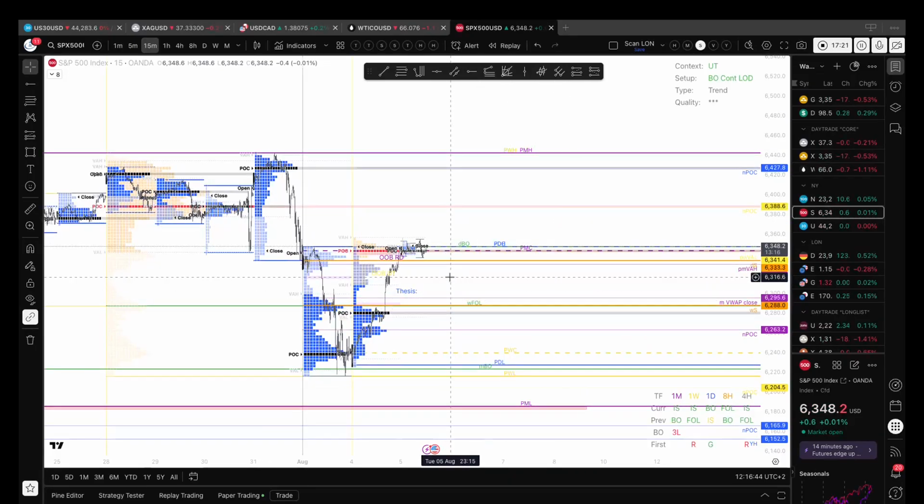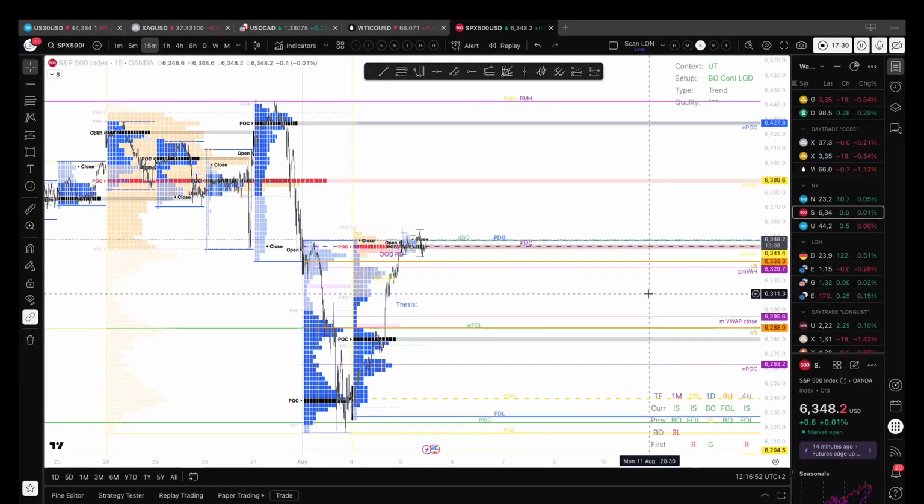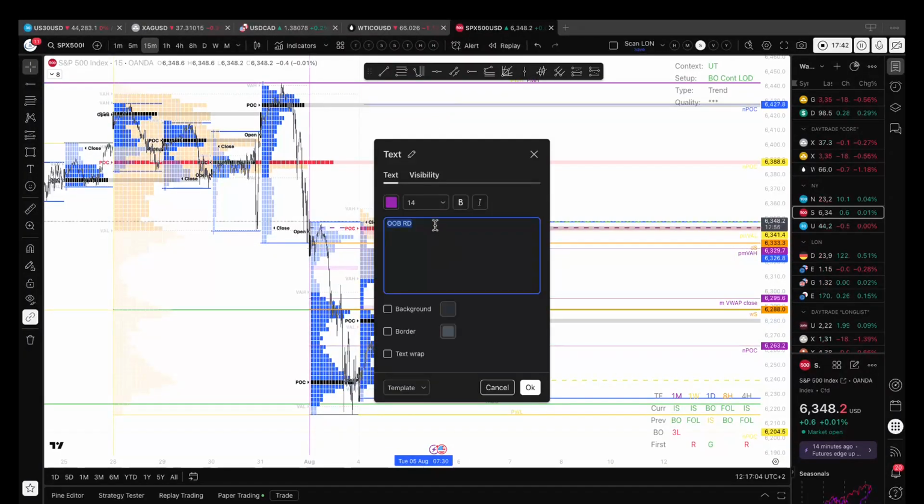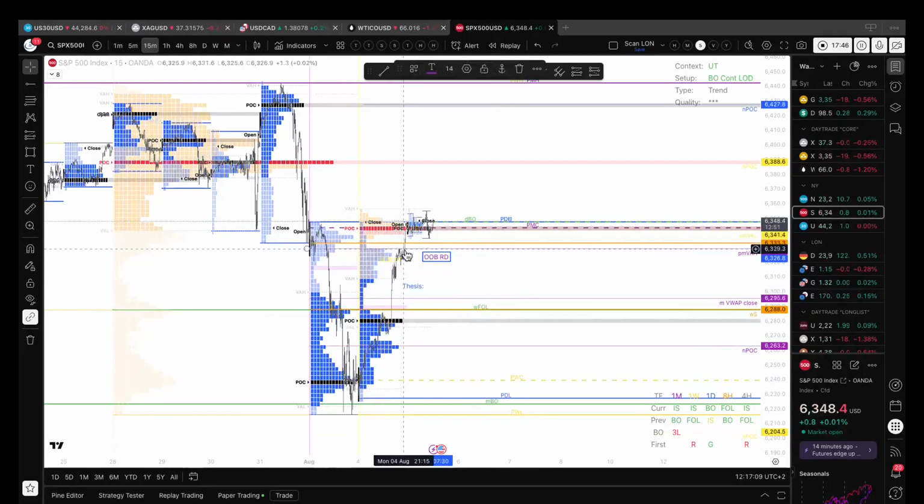Then the same for S&P, naked point of control up here, the weekly naked point of control here, breakdown close. Did we do a breakout close? It's right on the level, not sure. So we let that here for the moment. Out of balance reversal down is now again an out of balance uptrend because we are trading above it. Thesis not sure yet.